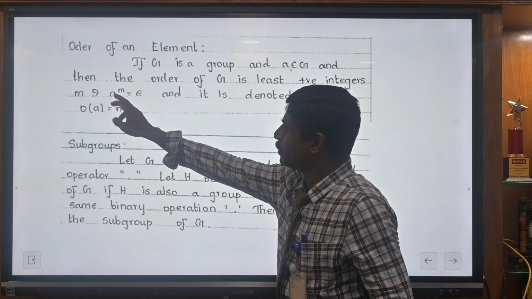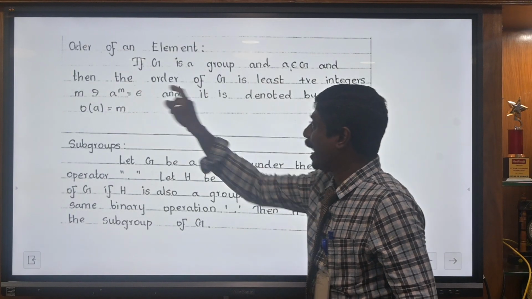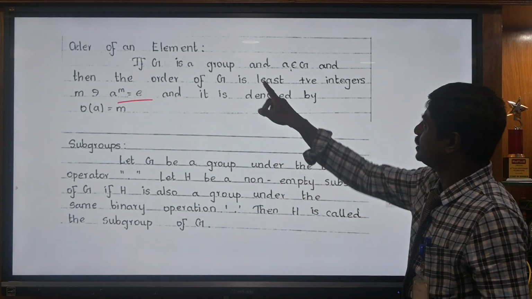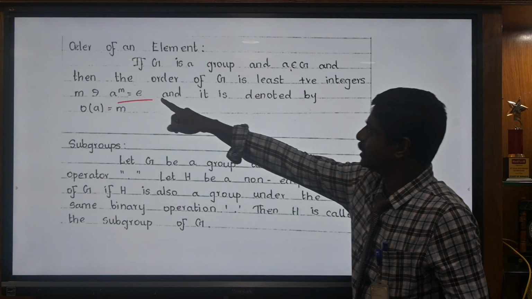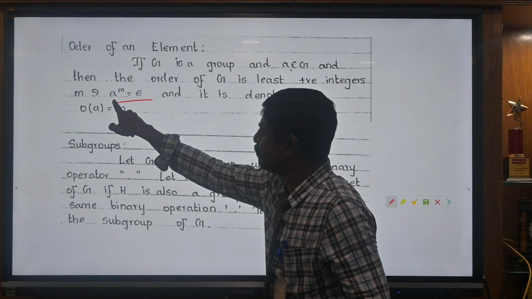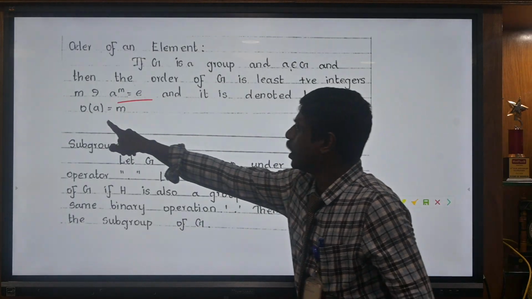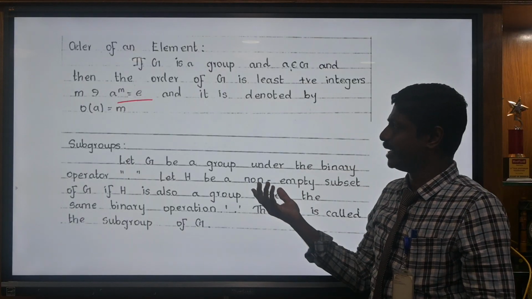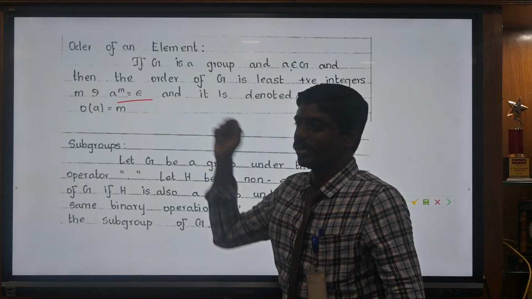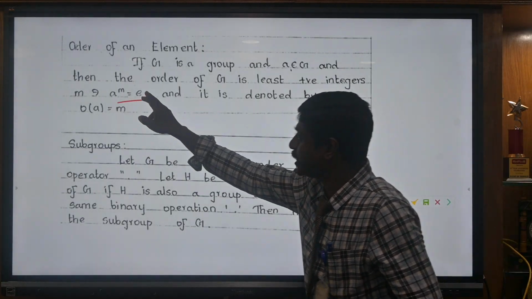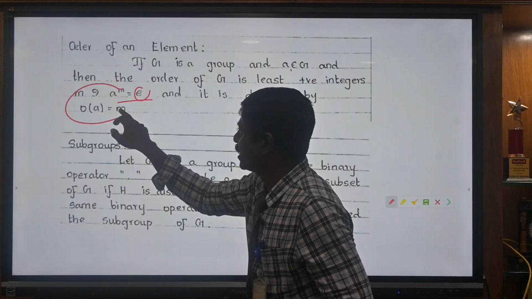The element raised to a power that is equal to the identity element. That is, if G is a group, you take an element A from G, then the order of A is the least positive integer M such that A power M equal to E, and is denoted by O(A). How to find the order of an element? In the previous slide we saw the order of a group. Here, how to find the order of an element. Take the element, multiply it M number of times, you get the identity. This is called the order.